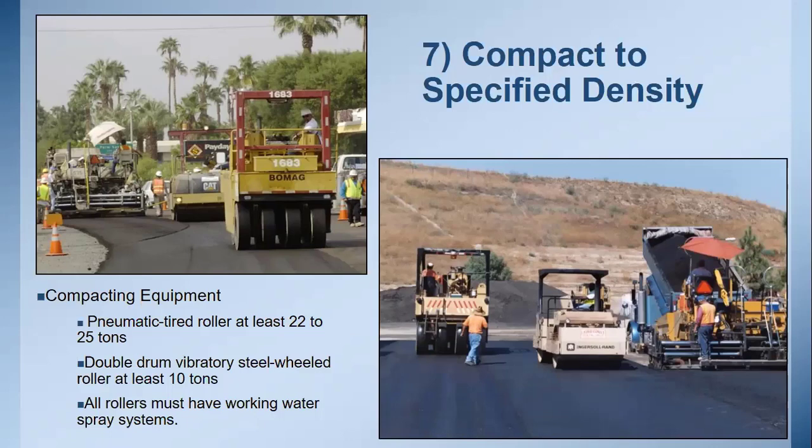What we typically see with compaction is they'll hit it with 1 or 2 passes of the double drum vibratory roller, and then they'll roll it with the pneumatic tire roller until the pneumatic tire roller walks itself out. And then we'll hit it again with the steel wheel roller in the static mode to level it up and get those roller marks out of there. But again, compaction is critical. We want to pay attention to this and get the best compaction we can.